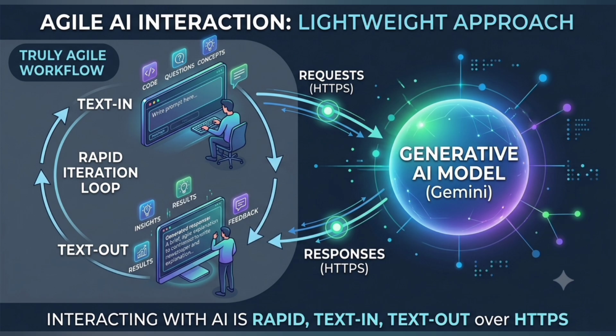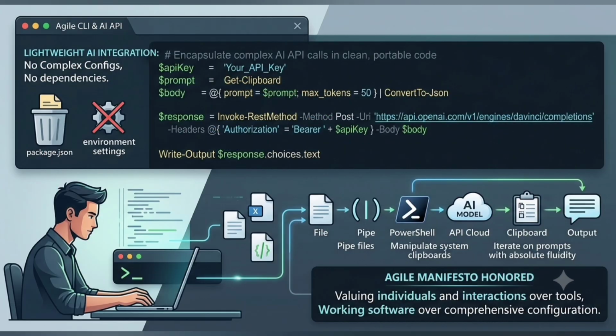Interacting with generative AI, like Gemini, is ultimately a rapid text-in, text-out workflow over HTTPS, making it the perfect playground for a truly agile, lightweight approach. Using built-in utilities like Invoke-RestMethod, you can encapsulate complex AI API calls in a few lines of clean, portable code. There are no project configurations to break, no package.json files to track, and no local environments to configure.